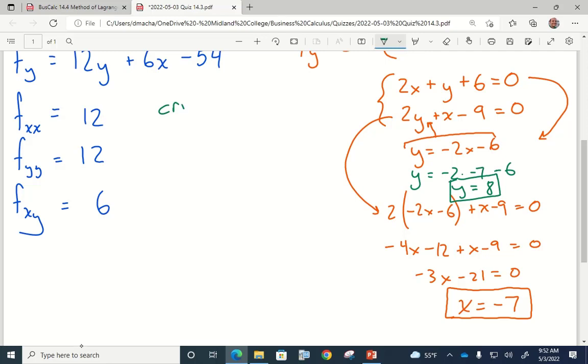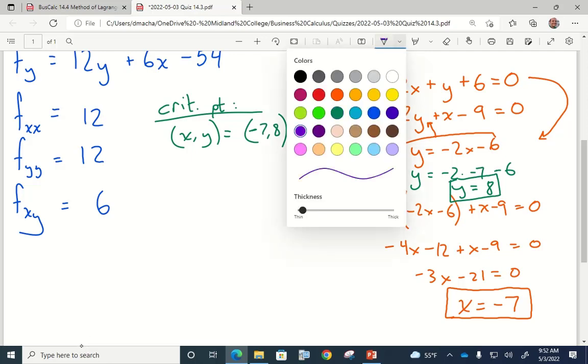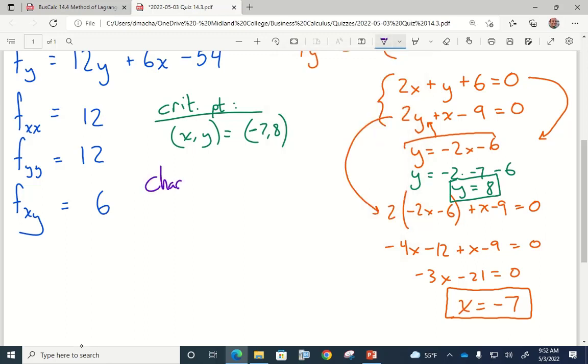So I've only found one critical point, and I think there's only one critical point for this function that we're talking about. My critical point is at the point -7, 8. When I'm going to characterize my critical point, that means, tell me if it's a maximum or minimum or saddle point.